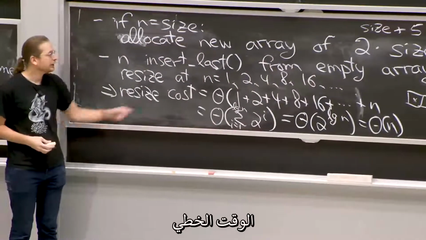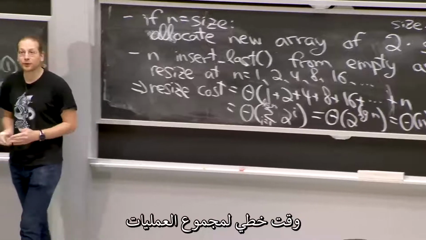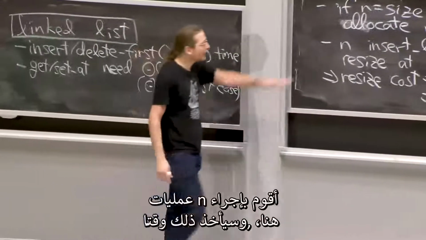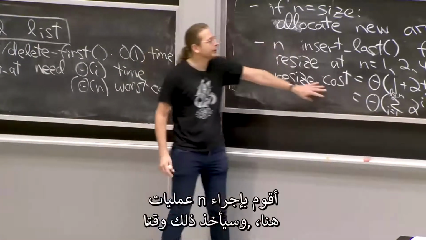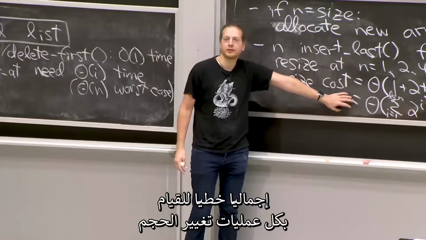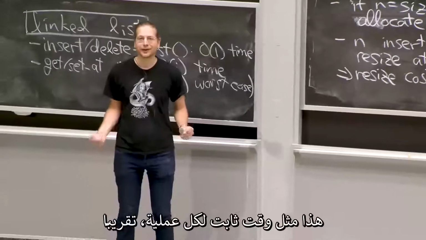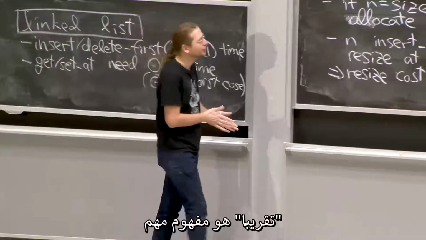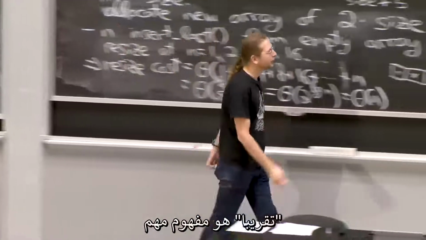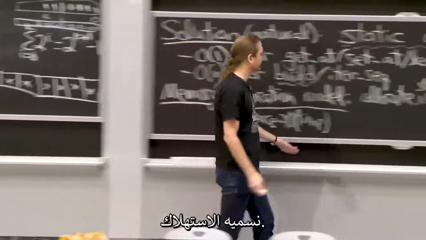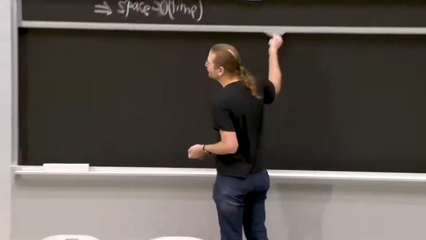Cool. Linear time. Linear time for all of my operations. I'm doing n operations here, and I spend linear total time to do all the resizing. That's good. That's like constant each, kind of. The kind of is an important notion, which we call amortization.